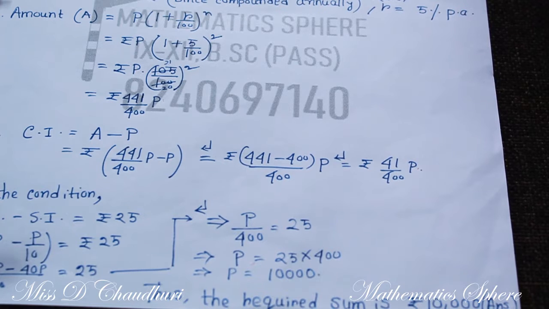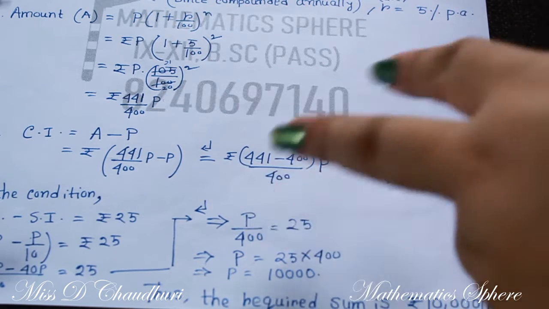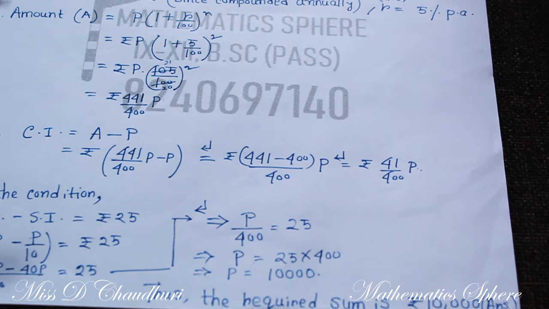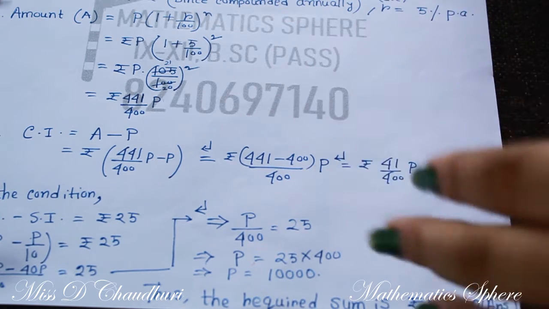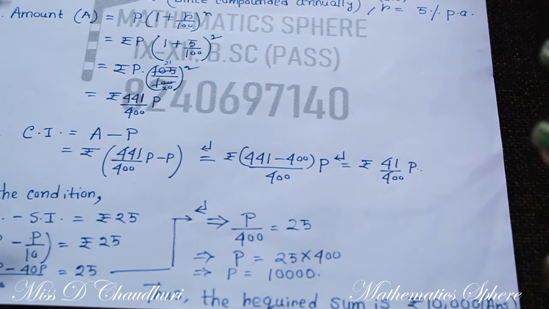Here they have given you the difference. They can also tell you that the addition of CI and SI is something. Then you add the CI and SI and solve for P, and you will get the value of P. So variations like this can be given. There are variations in the book also. You will do them properly.